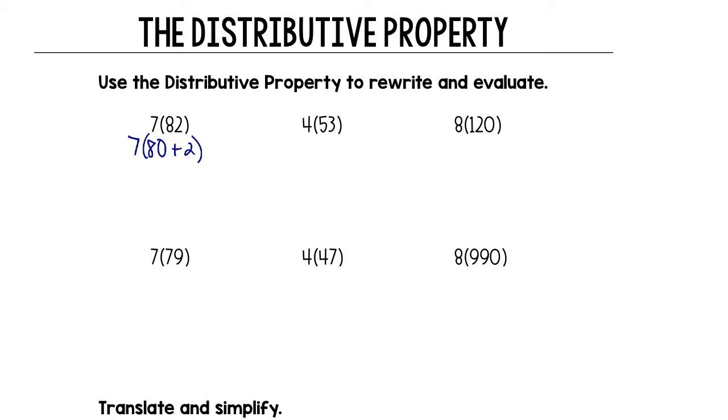Now, if we multiply 7 times 80 is 560. And then 7 times 2 is plus 14. Now we've multiplied it all out. We just have to combine like terms. 560 plus 14 is 574. And there you just multiplied 7 times 82, and you didn't need a calculator. Let's try another one up here, and then you're going to have the last one on your own.